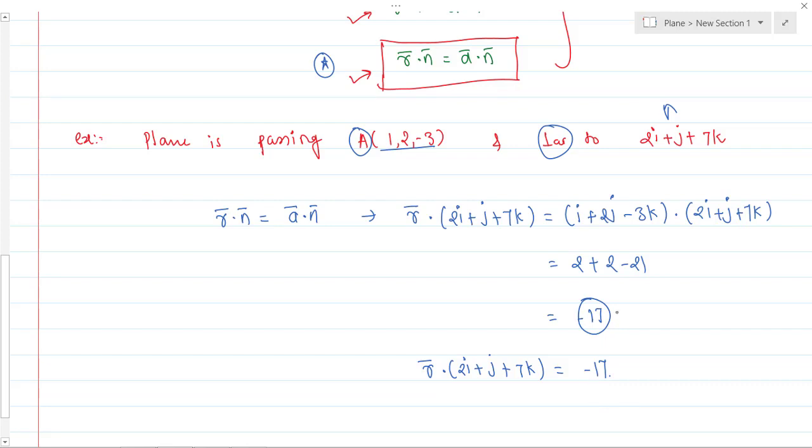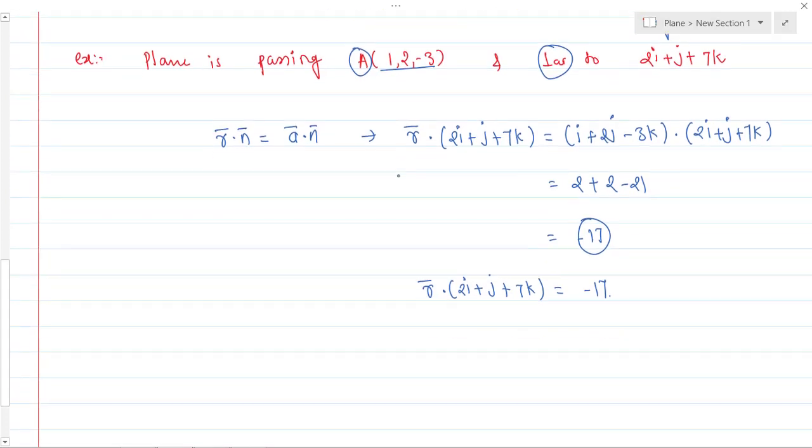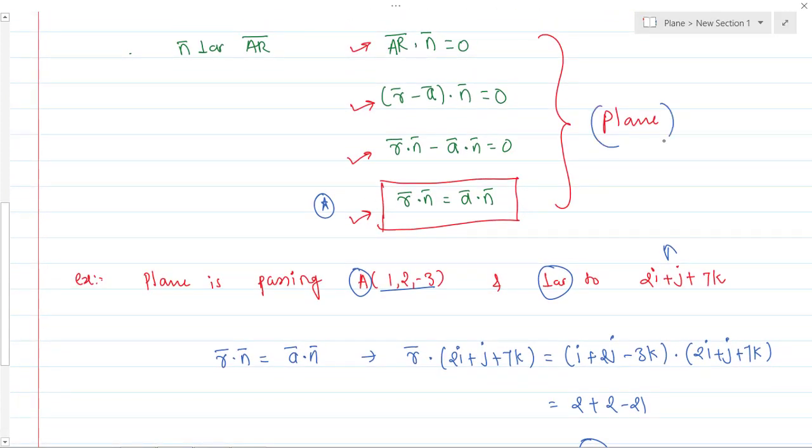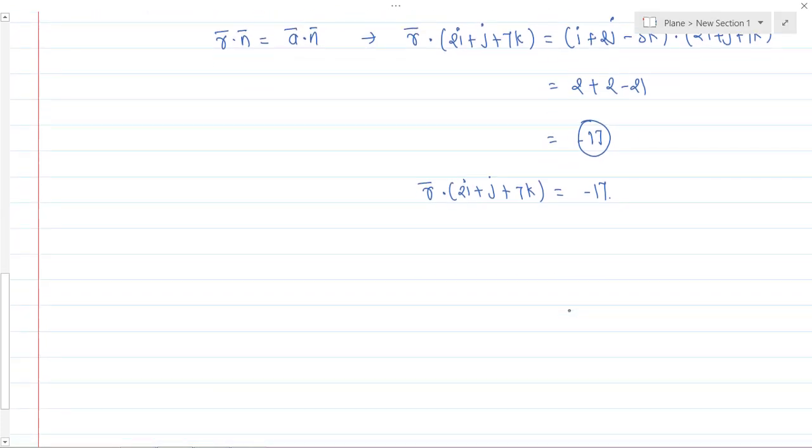Now remember that this equation is also known as the vector equation of a plane. As we have seen the vector equation of a line and the Cartesian equation of a line, we have the same for a plane: the vector equation of a plane and the Cartesian equation of a plane. Now let's see the next point.